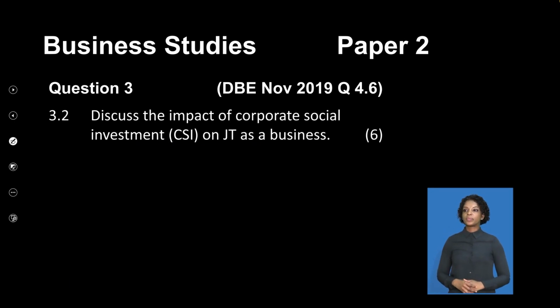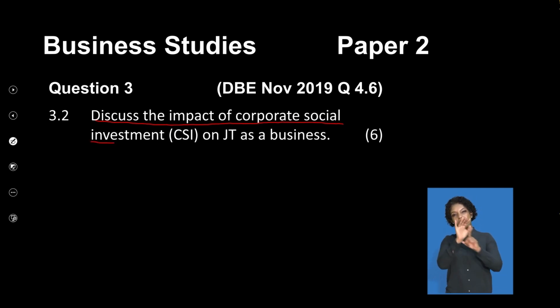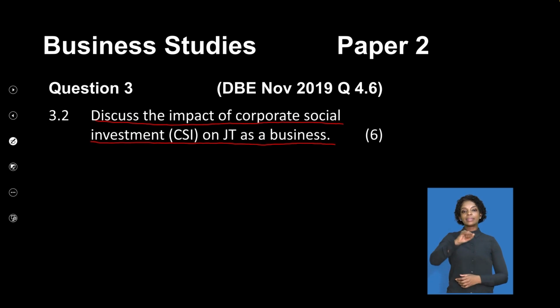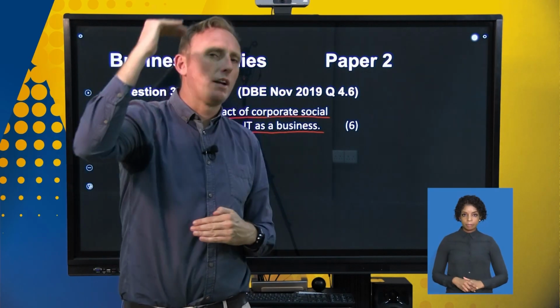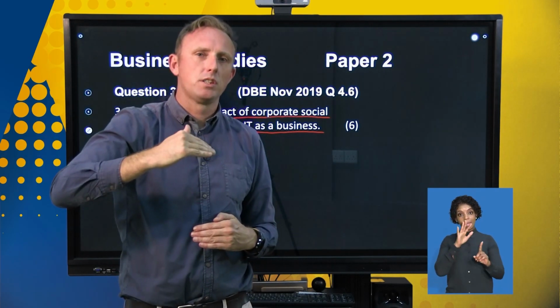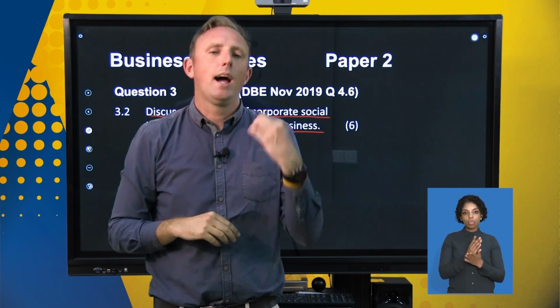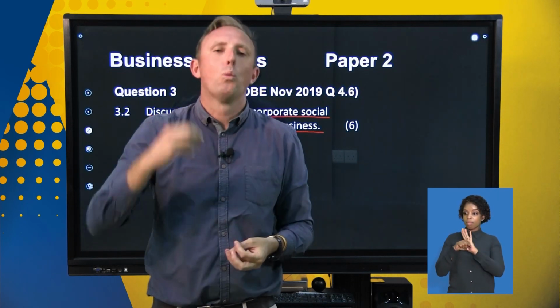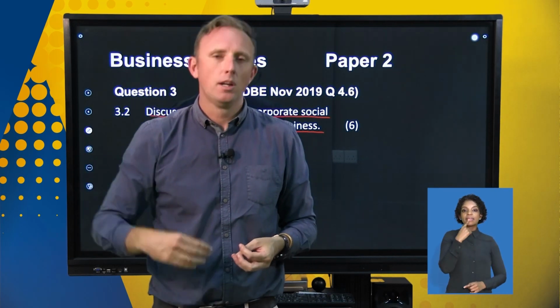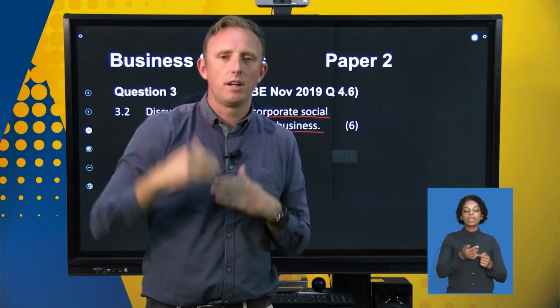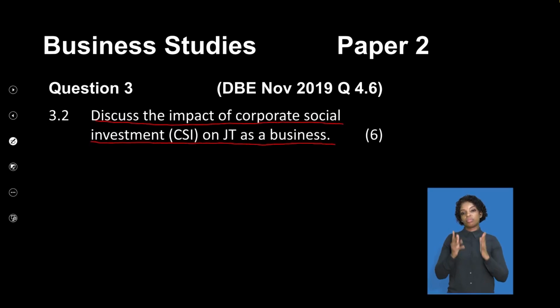All right, so the next part of the question is, discuss the impact of corporate social investment on JT as a business. Now, whenever you see the word impact, think of advantages and disadvantages in your answer there. So make sure that you mention both of them, unless they say specifically what is the negative impact. When you see the word impact, think of advantages and disadvantages.